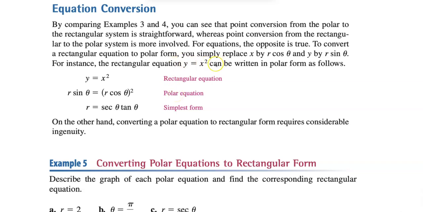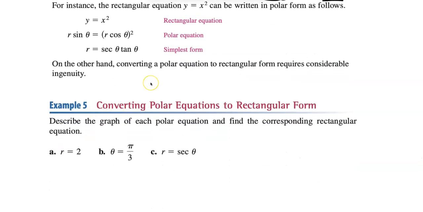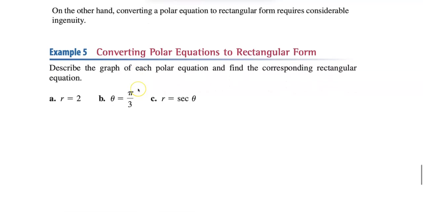All you have to do is, wherever there's an x, replace it with r cosine theta. Wherever there's a y, replace it by r sine theta. You can see here's an example. So replace them, and you get this. And then you can just do some trig identities that we all love to get r by itself. So it's super straightforward. On the other hand, going the opposite way, if you have polar and you want rectangular, you do a little more work.